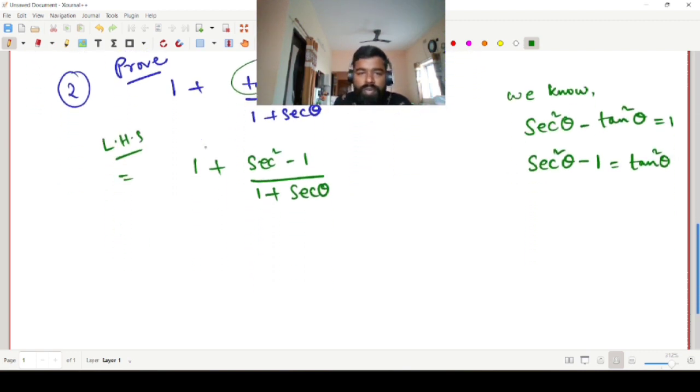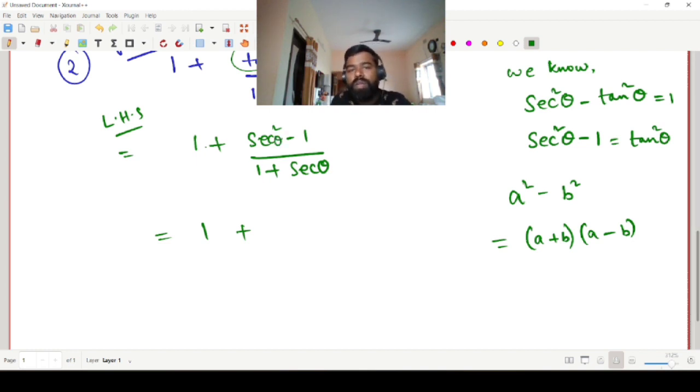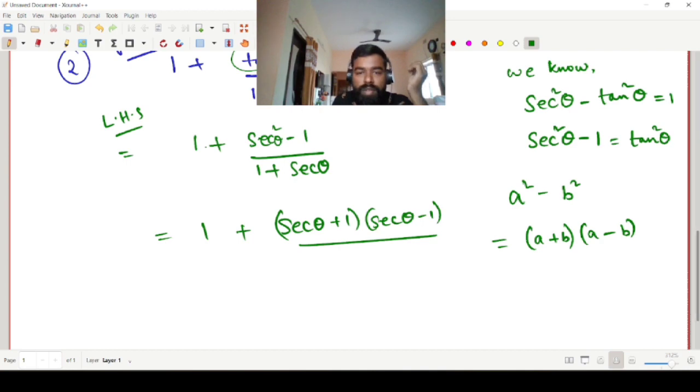And then again, if you have some idea about the algebraic formulas, that is a square minus b square, that is (a plus b) and (a minus b). So this formula will apply in the numerator part again. So 1 can be written as 1 square. There is no issue in writing 1 as 1 square. So now this is sec square minus 1 square. So that is a square minus b square. So we write (sec theta plus 1), and again we can write (sec theta minus 1), and the division part is this denominator part.